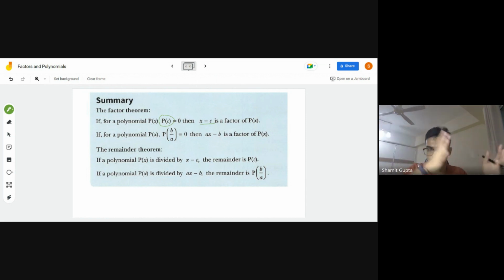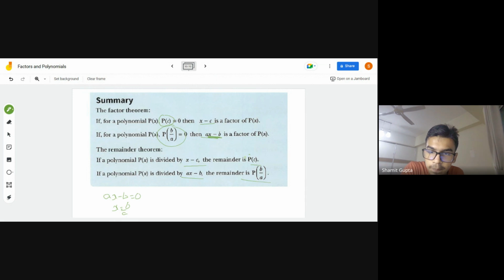So how do you know which direction the question might ask you? They might go from p of c to x minus c, or from x minus c to p of c. So know both. And now it's logic, so you should understand both. If it's in the ax minus b form, then it will be p of b over a, because ax minus b equal to 0 will be x equals b over a, right? And same thing here, but then there will be a remainder.